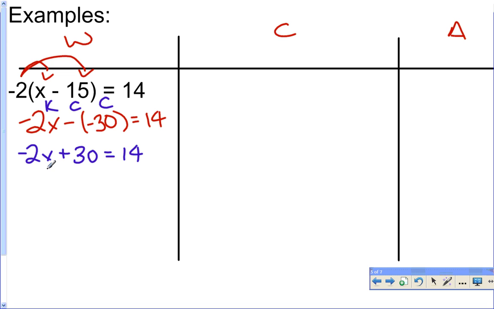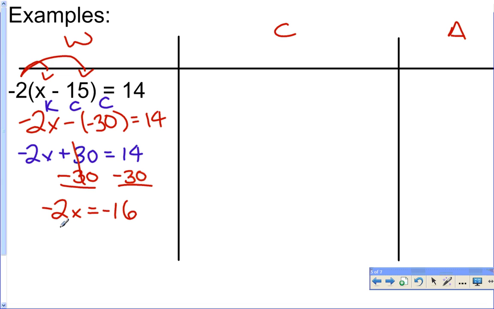-2 times x plus 30. Do the opposite. Do the addition and subtraction part first. Plus 30, the opposite of that is minus 30. So subtract 30 from both sides of the equation. 30 minus 30 is 0. So what I'm left with is -2x equals -16.